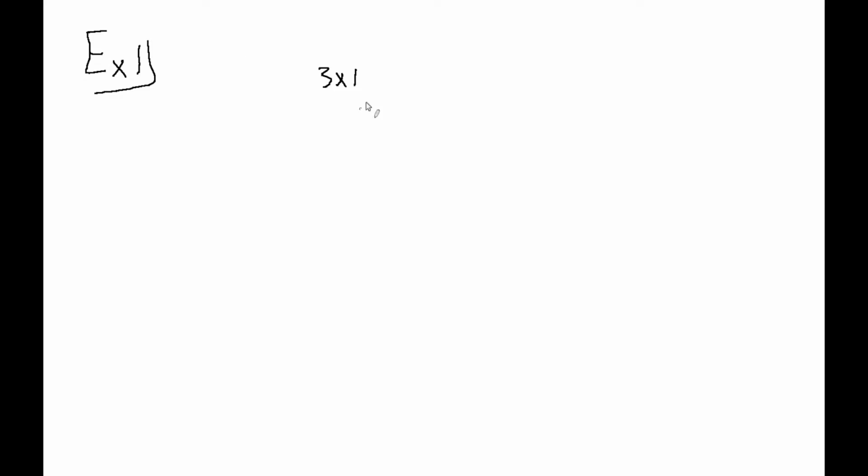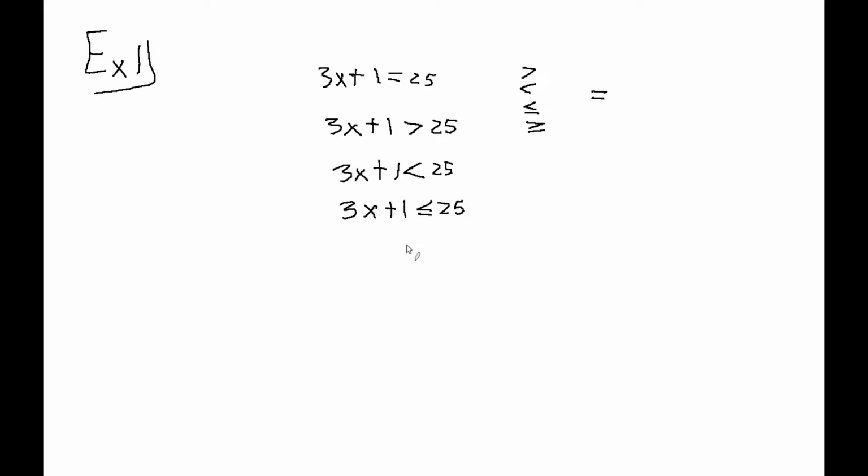So we can say 3x plus 1 is equal to 25. Or we can say 3x plus 1 is greater than 25, 3x plus 1 is less than 25, or 3x plus 1 is less than or equal to 25, 3x plus 1 is greater than or equal to 25. These are just different ways of solving different kinds of problems. And you'll see in a minute what I mean.